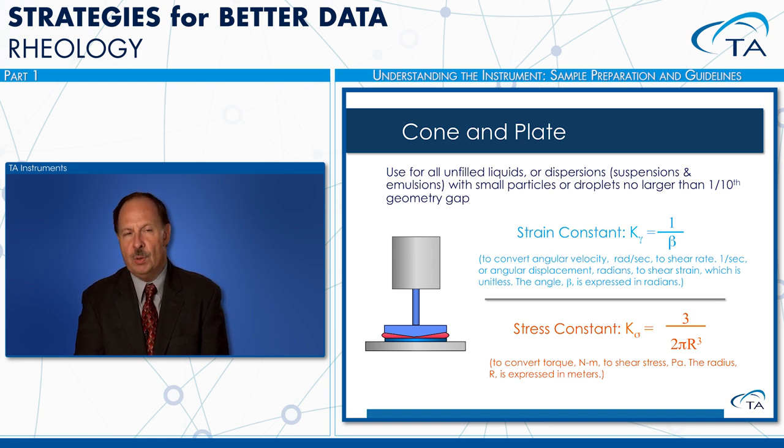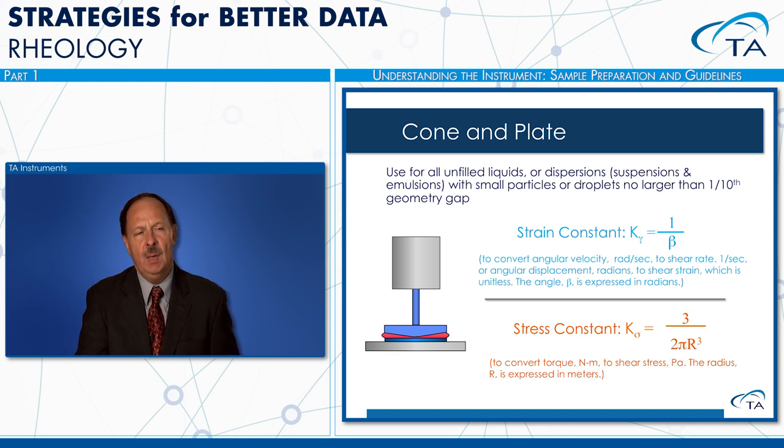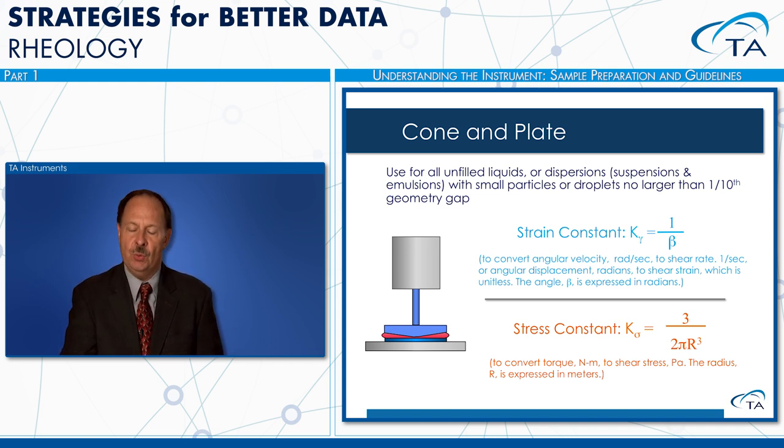Another thing to note is that this is dependent only on beta, only on the angle. There is no dependence on the distance from the center. So in one of the earlier slides, I had mentioned that a nice feature about the cone and plate geometry is that the shear rate and the shear stress are constant throughout this gap. Sometimes this is useful for looking at non-Newtonian materials. Sometimes this is a very useful geometry if you're doing polymer melts. And here is our stress constant that would enable you to convert the torque to the shear stress for this geometry.